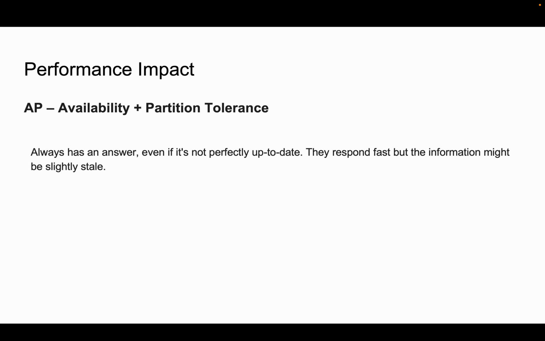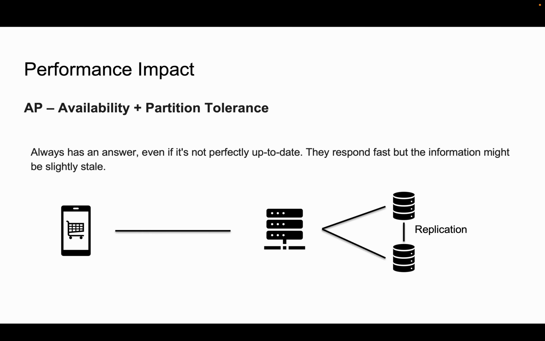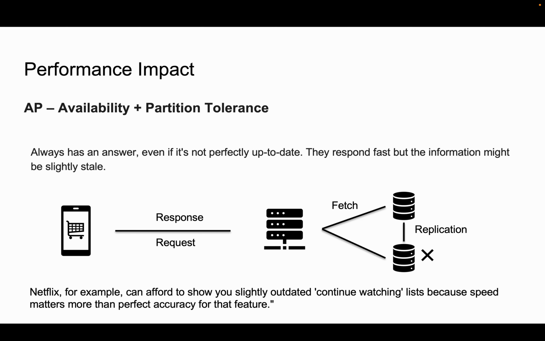Now let's imagine the same scenario for AP. So AP is for availability and partition tolerance, where it is always available and working fast, but may not be updated all the time. So in the same system, if the request comes in and one database is already offline, the server will respond with stale data and will not fail the request. So availability here is the primary focus. Netflix could be one example which can afford to show you a slightly outdated continue watching list, because speed matters more than perfect accuracy for that feature.